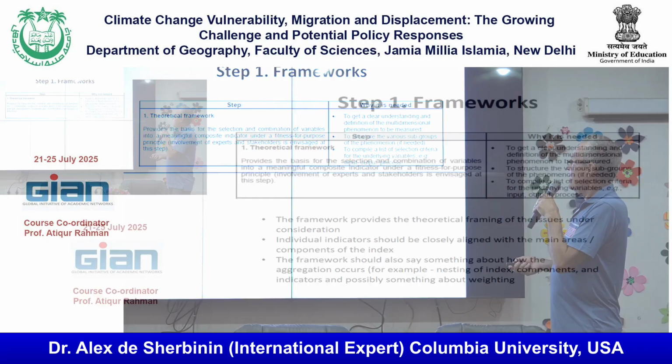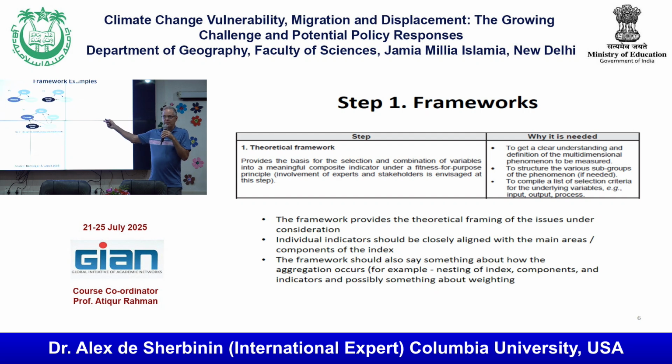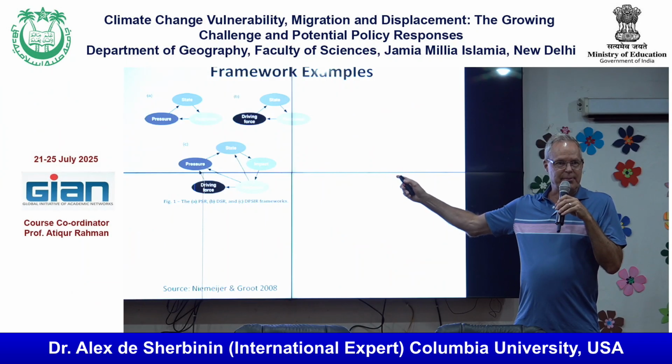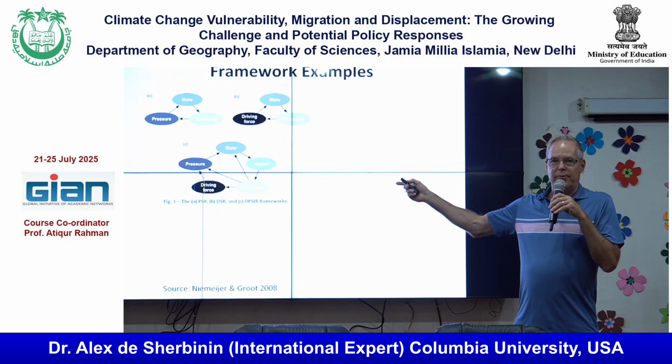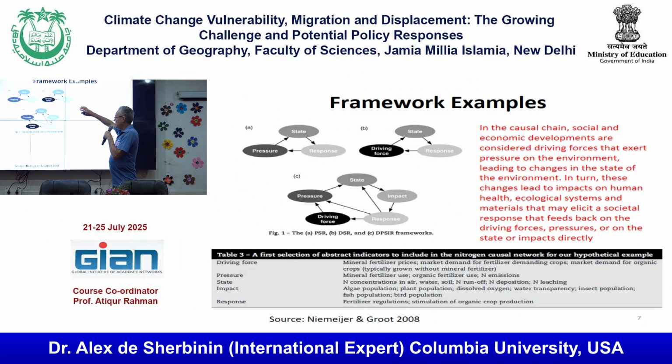Why is it needed? Part of the reason it's needed is, I was talking about causal diagramming. So you want to know how the variables are related to one another in a more systemic approach. And so the theoretical framework should enable you to describe that. These are very common early frameworks that were used in the sustainability space, in the space of developing composite indicators of sustainability, which was basically state pressure state response, PSR.